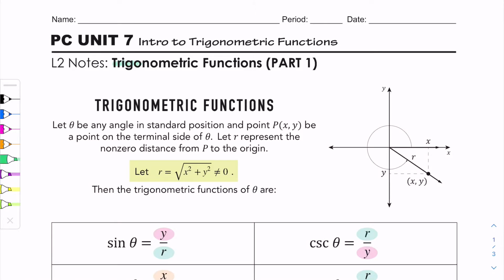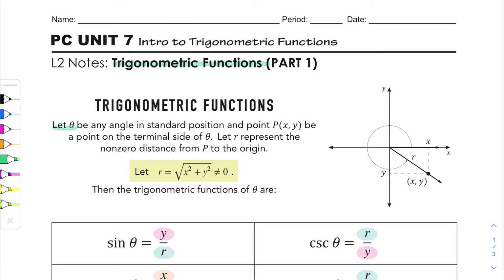Today we're going to start looking at trig functions, and we're going to begin looking at some stuff on the unit circle. To begin, trig functions. So I'm referencing this graph over here when I go through this description.